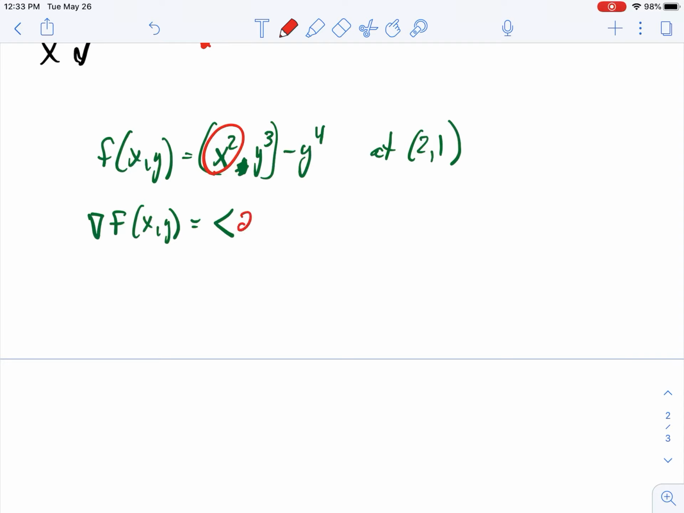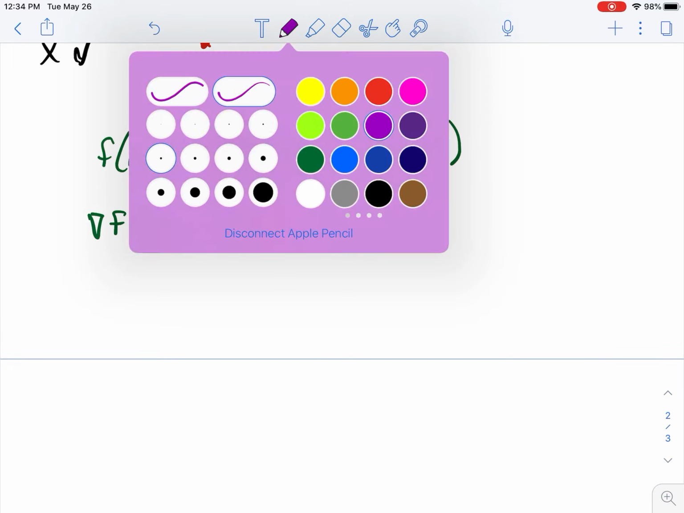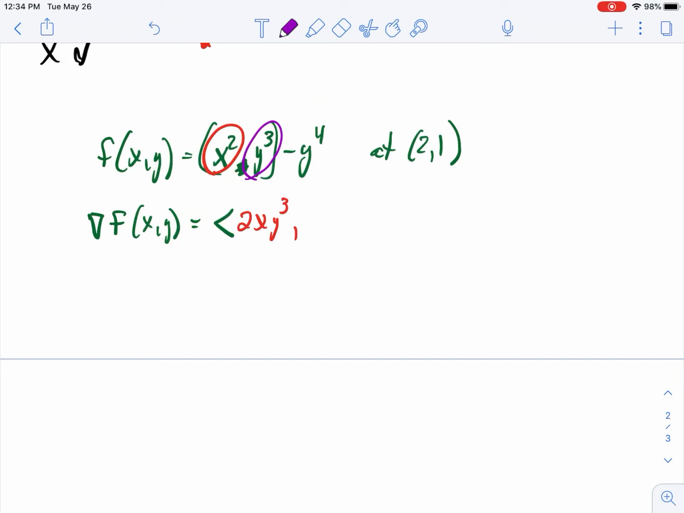of x's first. So that would be 2xy cubed, comma. Now, let's see, purple here. Now we want to do the derivative of the y's. So I have x squared, so this would be 3y squared minus 4y to the third.